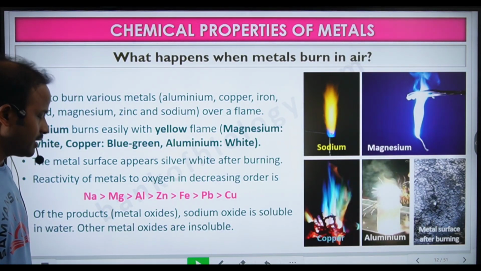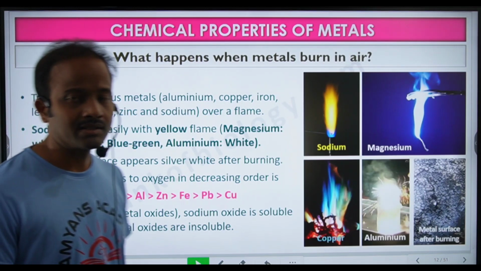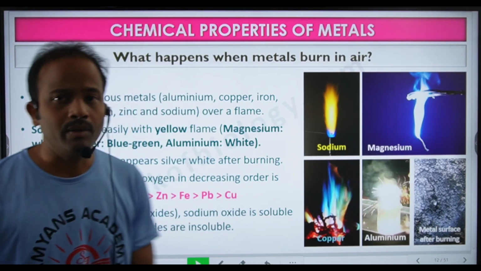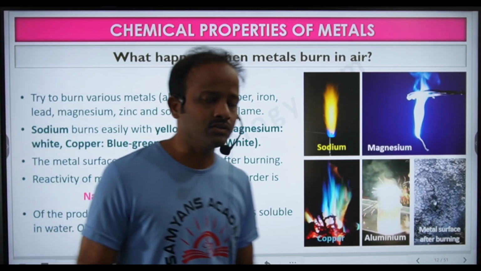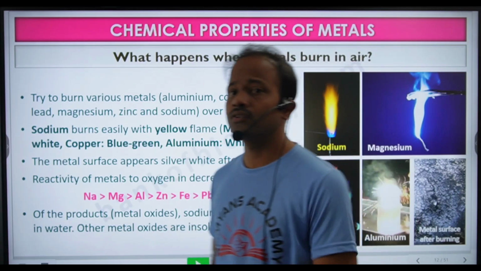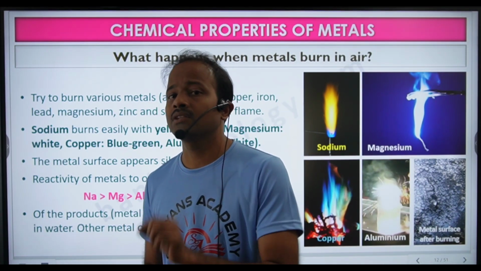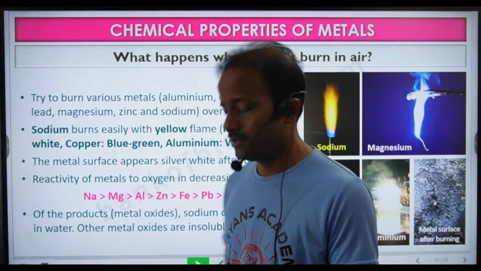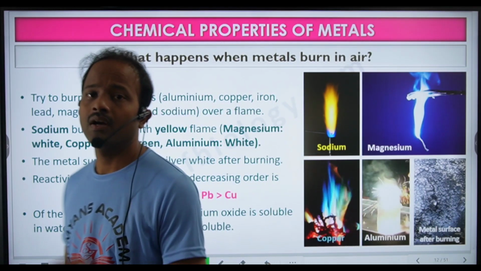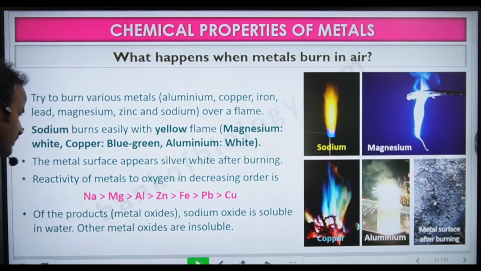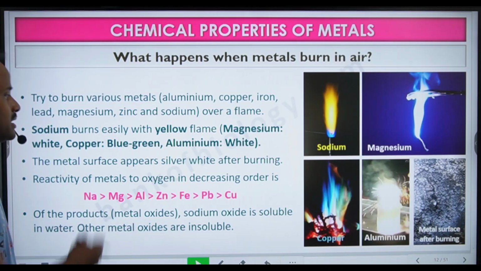Okay, the metal oxides which are soluble in water we call alkalis, right? Sodium oxide can easily dissolve in water, like magnesium oxide also can dissolve in water. Those metal oxides which dissolve in water we call alkalis, right? Basic in nature. Some of the other metal oxides are insoluble.